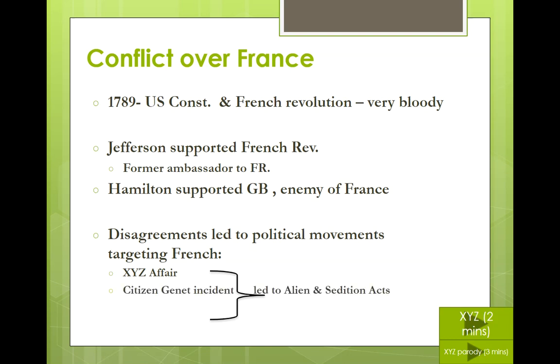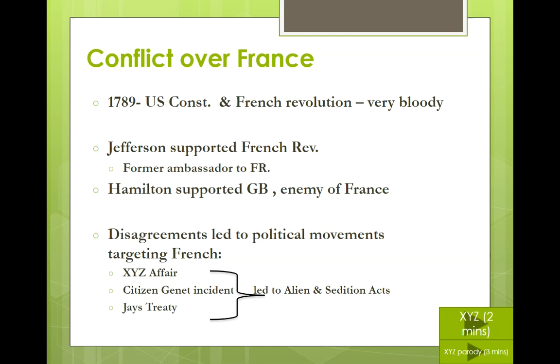The other one was the Citizen Genet incident, where this guy, Citizen Genet, who was an ambassador, was sent to America and tried to enlist the help of American ships to attack British ships during the war with Great Britain. And then the final one was Jay's Treaty, where Jay had signed a treaty with Great Britain, sort of helping them out and them helping us out as well. And this is going to cause problems with the French again. So got some issues with France. So eventually those issues are going to get resolved. But at this point, it doesn't look good.